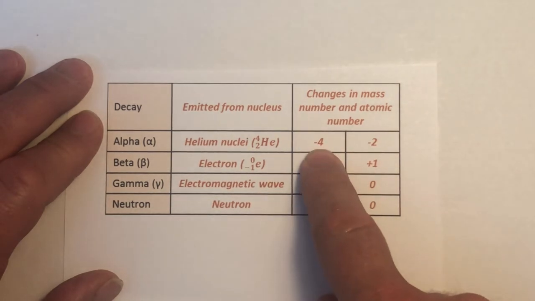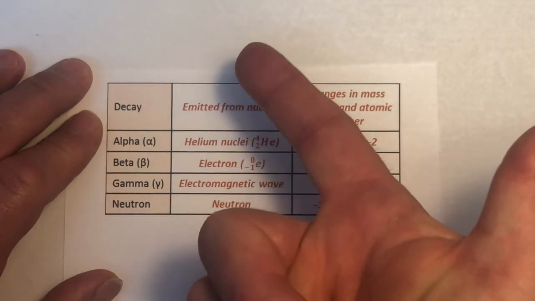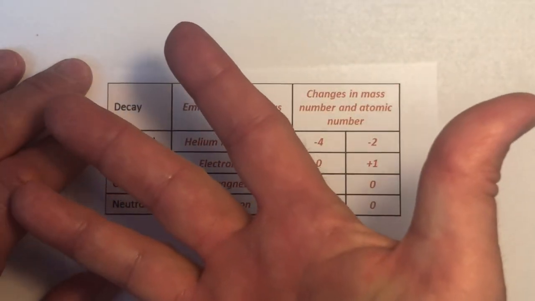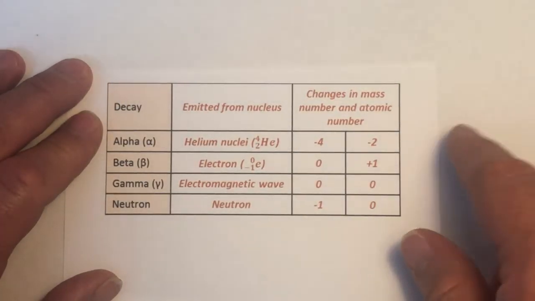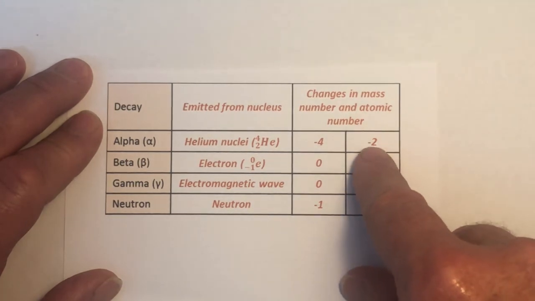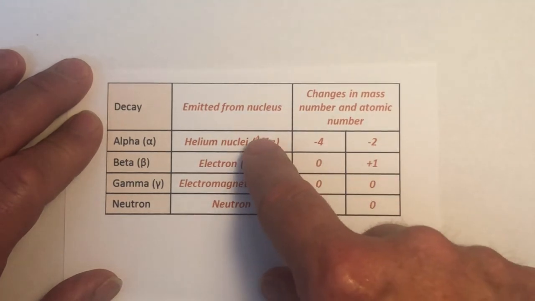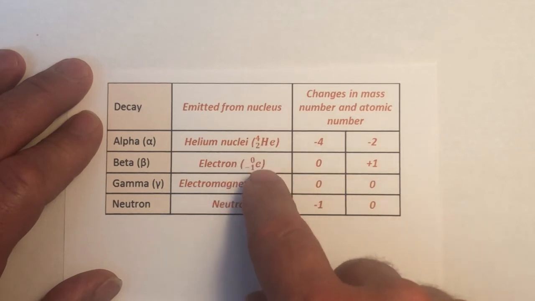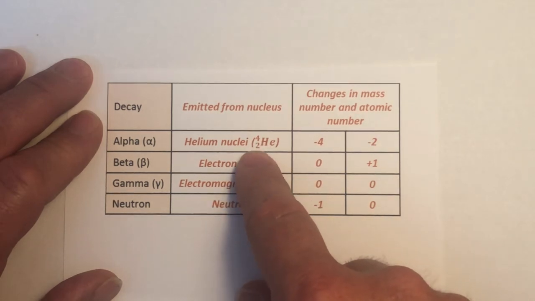The change in mass when this decay happens is -4, because you've lost 2 neutrons and 2 protons. So you've lost a mass of 4. And then the atomic number goes down by 2. So the number at the top will go down by 4, and the number at the bottom will go down by 2.